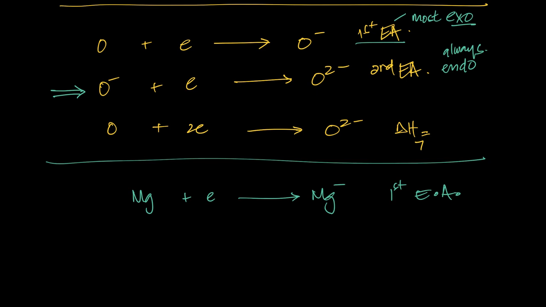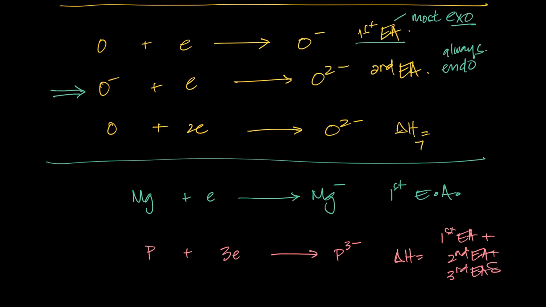Then the other thing is, you should also be able to recognize some electron affinities. For example, phosphorus, when it becomes a phosphide anion, they can ask you how to find this delta H. This delta H is simply the sum of the first electron affinity, the second electron affinity, and the third electron affinity of phosphorus. Because the first will make 1-, the second will make 2-, and the third will make 3-.